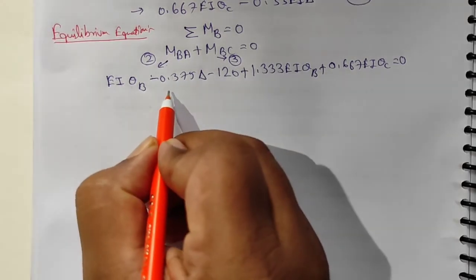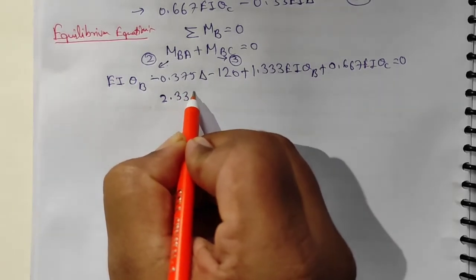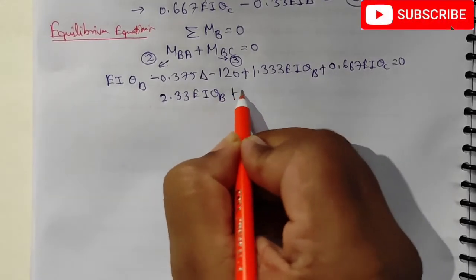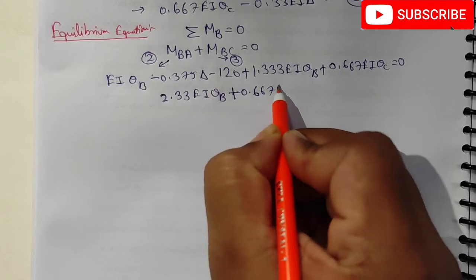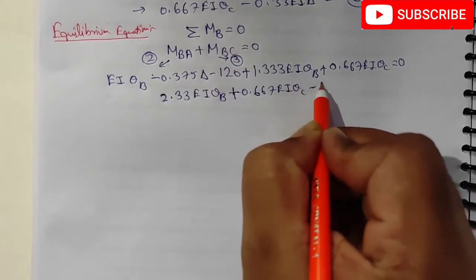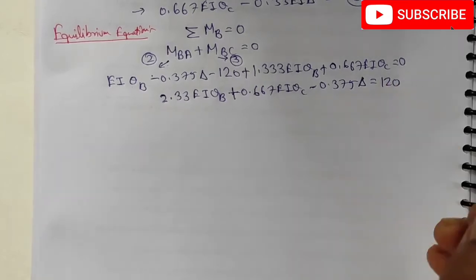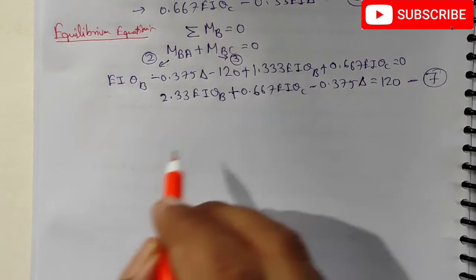Now simplifying and solving them, I will get the value as 2.33 EI theta B plus 0.667 EI theta C minus 0.375 del equals to 0. Now I will label this equation as equation number 7.